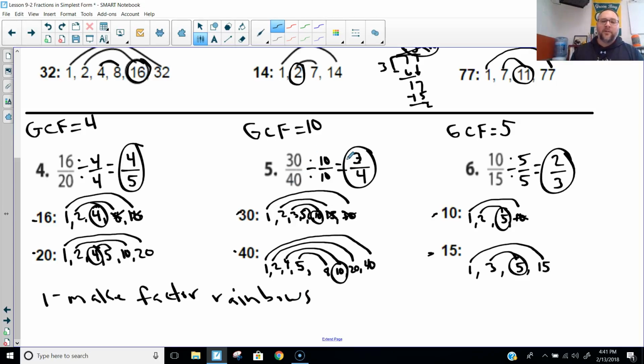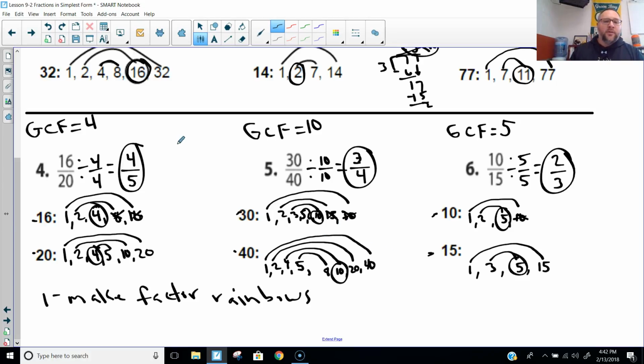If you don't make the factor rainbows, you might come up with an equivalent fraction, but not in its simplest form. I'll make you do it again. So take your time and make your factor rainbows. You can use your multiplication tables. If you really want to use a calculator, you could do that too. But I do want to see your factor rainbows.